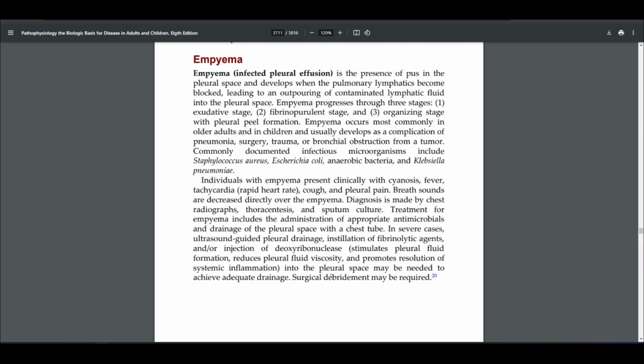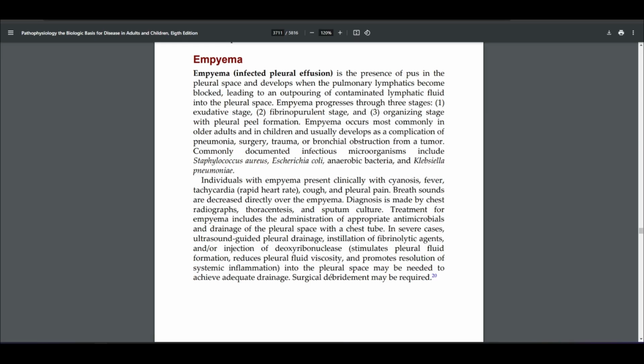Empyema occurs most commonly in older adults and in children, and usually develops as a complication of pneumonia, surgery, trauma, or a type of bronchial obstruction from a tumor. Commonly documented infectious microorganisms include Staphylococcus aureus, E. coli, anaerobic bacteria, and Klebsiella pneumoniae.